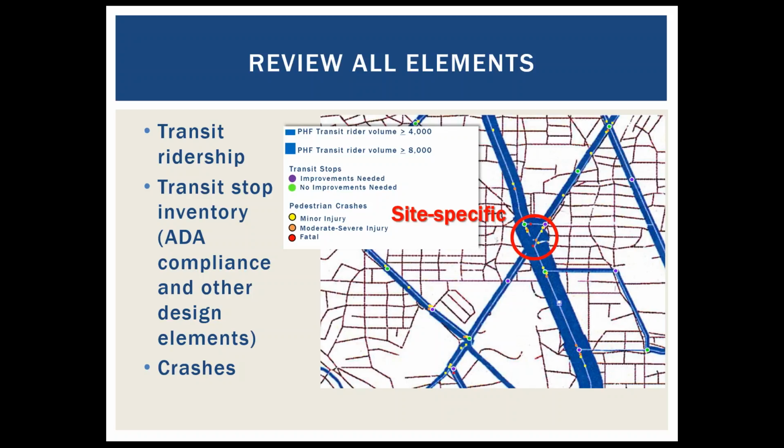Concerns where you have something that is unique to a particular location because of some sort of unique conditions. And so here you have a cross-section of a route with high transit ridership indicated by the thickness of the blue line. And then you also have, from the transit inventory, improvements needed at the stops and crashes also occurring there. And so that's something that you might want to address through a site-specific review and concern.